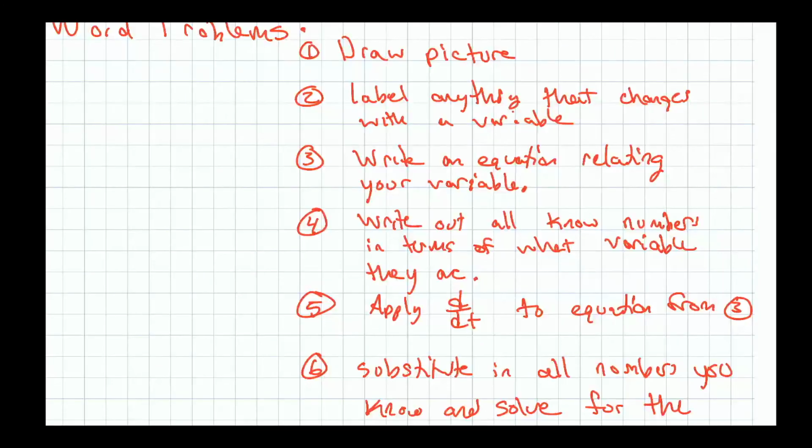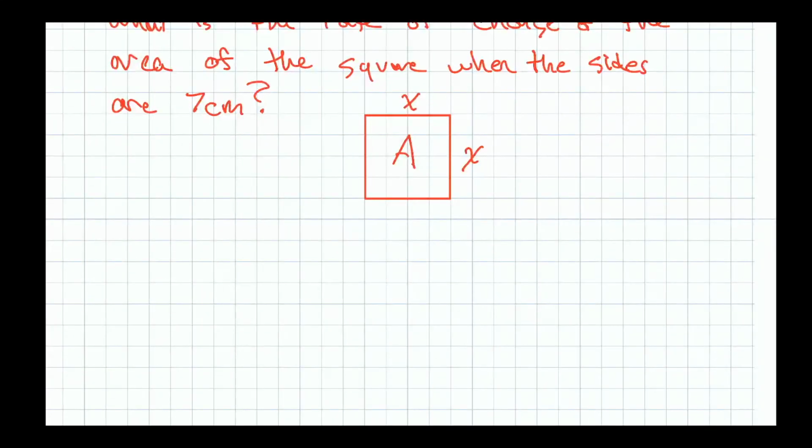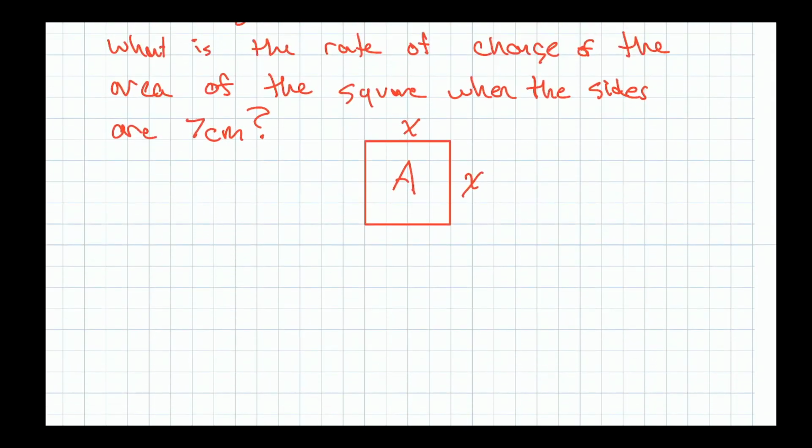Write down an equation relating your variables. All right, so my variables are area and x. So our equation, we're on step 3. What's the equation that relates the area to x? Well, it's a square, so the area is x squared, x times x, length times width. That's all we're doing there. We're just writing A equals x squared. That's the equation that relates A and x.